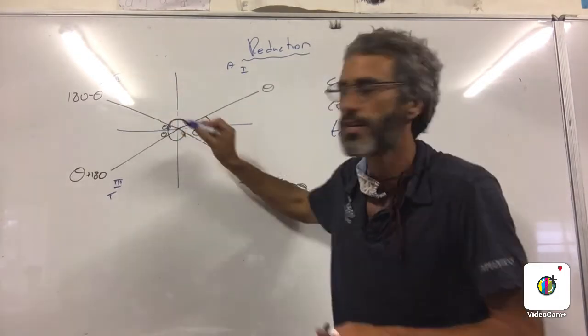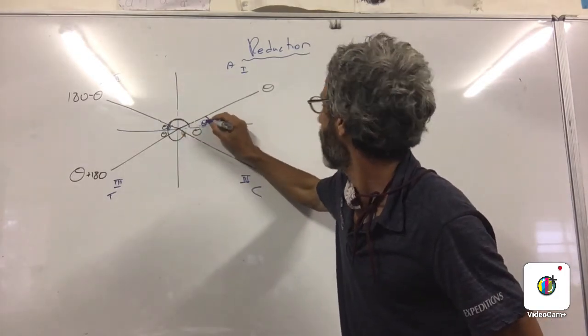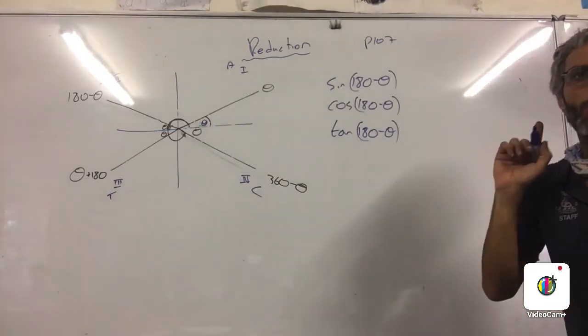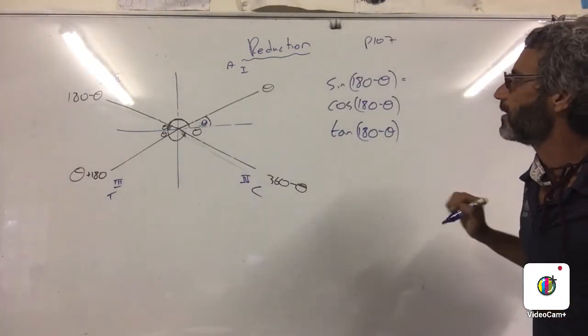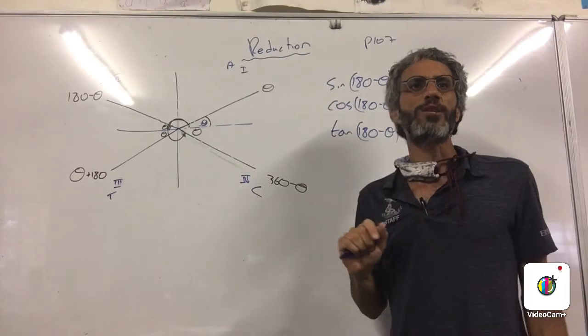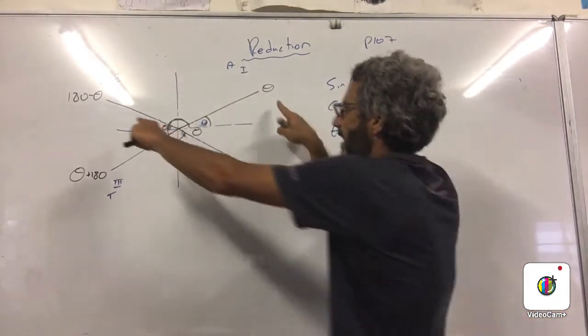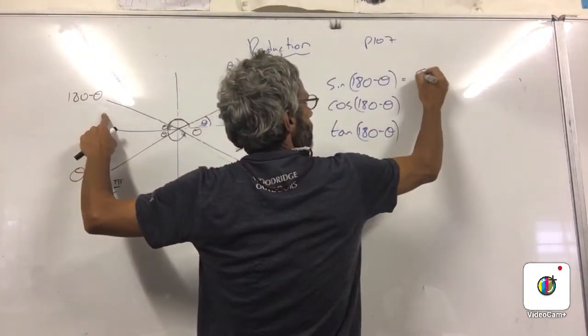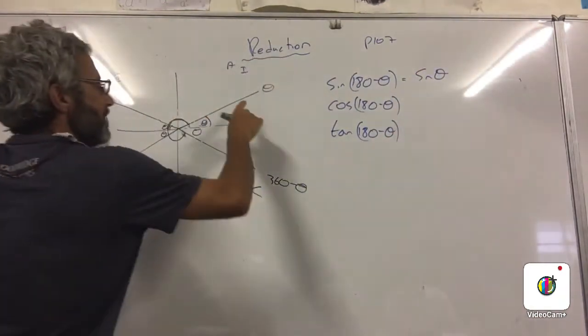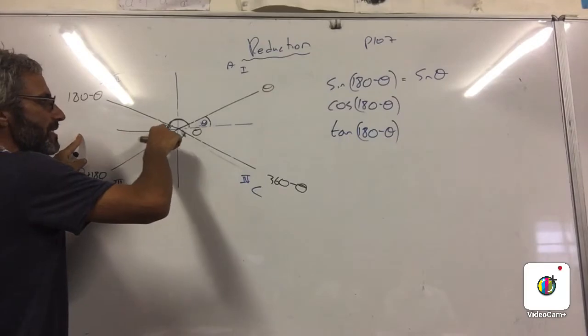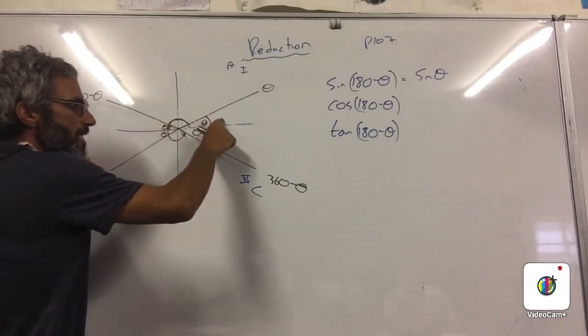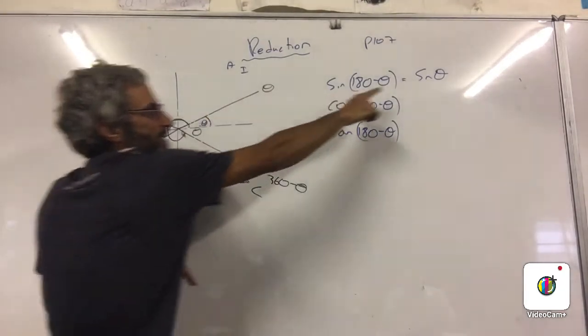160. 180 minus 20. Now the question is, where are the signs positive? First and the second quadrant. In other words, what I can say here is this: sine of 180 minus theta is positive, the same as sine theta.